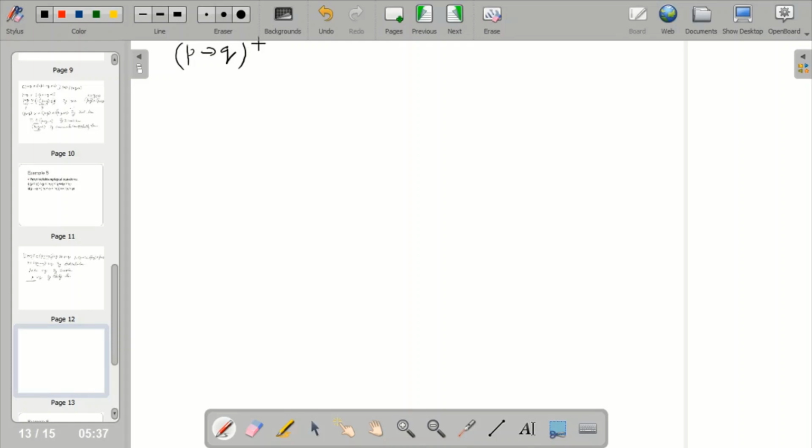Conditional q bracket, and negation of q and r, negation of q and r. Then it is or negation of q, and then this section is equal to negation of q or p. So this is what we got.